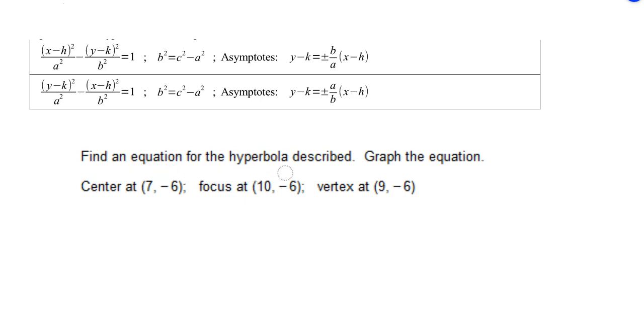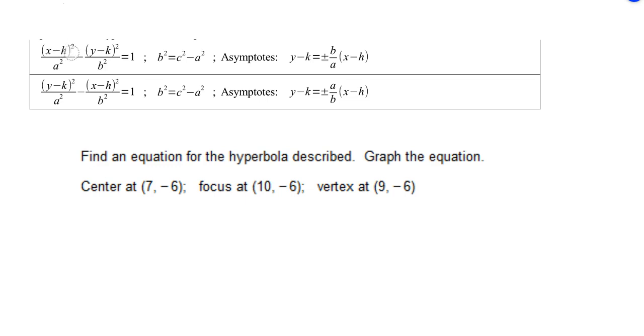Find an equation for the hyperbola described. Graph the equation. Before we do this example, let's take a minute to look at our two different orientations for the hyperbola. We have a vertical orientation and a horizontal orientation. So this equation is x minus h squared over a squared minus y minus k squared over b squared equals 1.